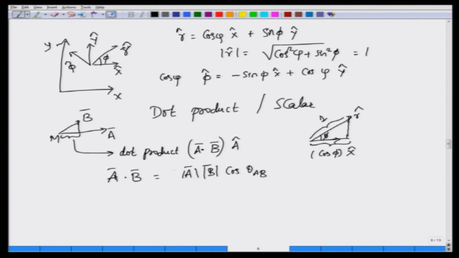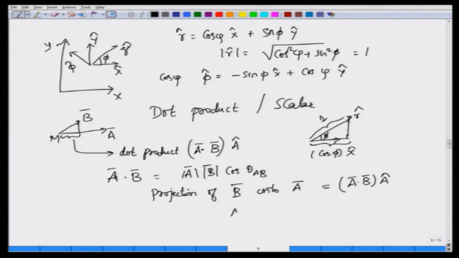You can of course multiply this one by the unit vector along A to get the vector component of B along A. We also call this the projection of B onto A. Okay. Projection of B onto A is given by the dot product value, which gives me the length of B along the vector A, times the unit vector along direction A.